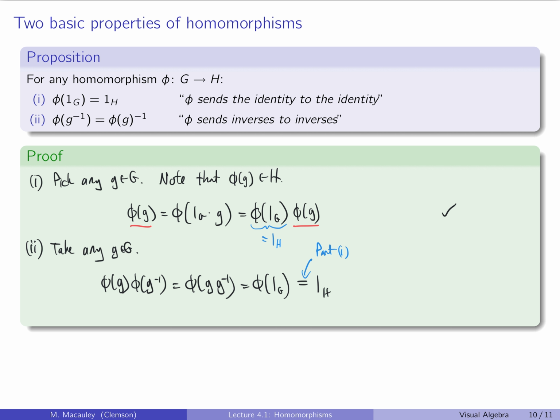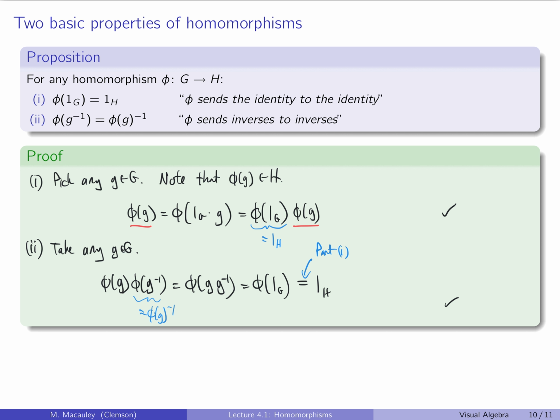So what does this tell us? Well, we have an element, phi of g, in the codomain H. And that element times this other element is the identity. In other words, this other element has to be the inverse of that. So this has to be equal to phi of g inverse. And that's exactly what we wanted to prove, that the inverse of phi of g is phi of g inverse. So let's put a check mark there.